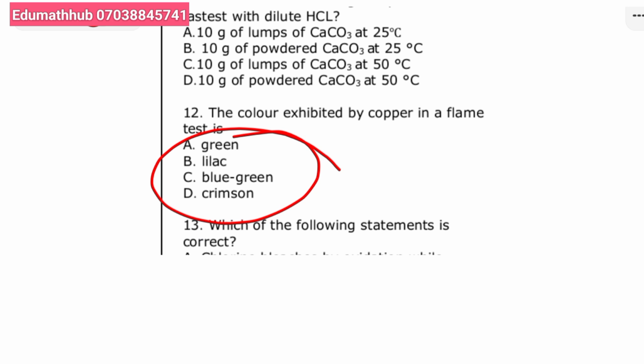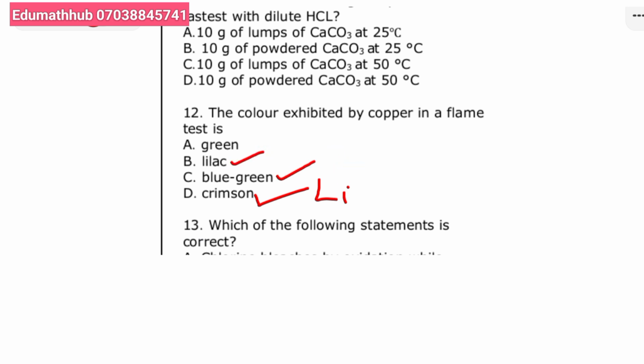So the first one there is crimson color. Crimson color is for lithium. Okay, blue-green color is for copper. Lilac is for potassium. Okay, white green color is for barium. Okay, so keep that in mind. So the correct answer to this question is blue-green color. Okay, that is for copper. So the answer is option C. Option C is the answer.